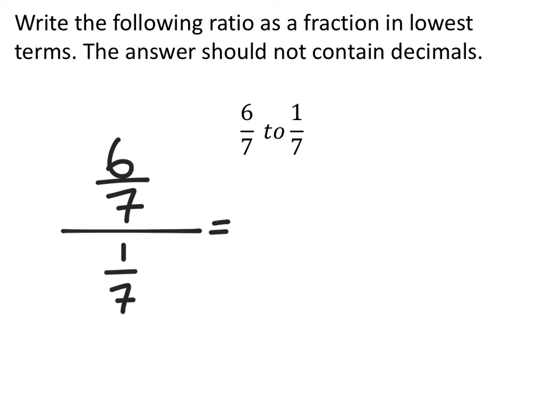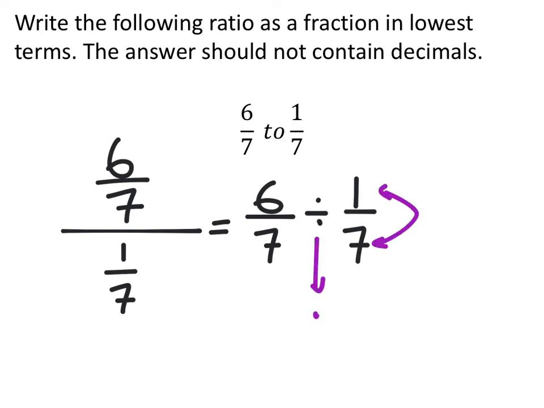And by the way, this is just fraction division right here. So 6/7 divided by 1/7. And it's true that we do not divide fractions, we only multiply them as long as we reciprocate the second fraction, right? So that becomes 7 over 1. So now we've got 6/7 times 7/1.